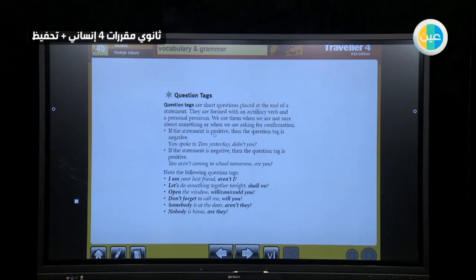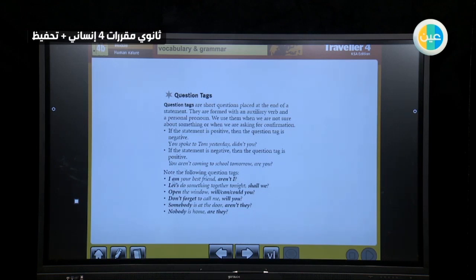If the statement is positive, then the question tag is negative, the opposite here. You spoke to Tom yesterday, didn't you? We have here spoke. This is affirmative, so the tag question should be negative. If the statement is negative, then the question tag is positive. You aren't coming to school tomorrow, are you? If the statement here is negative, the question tag should be positive or affirmative.